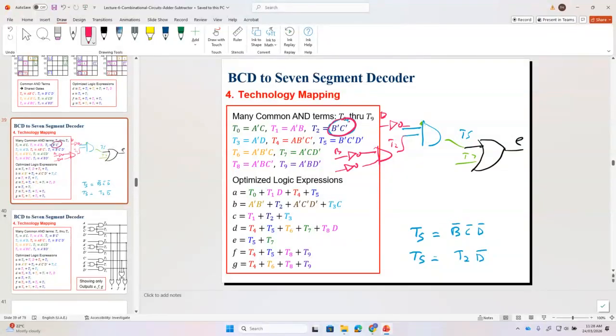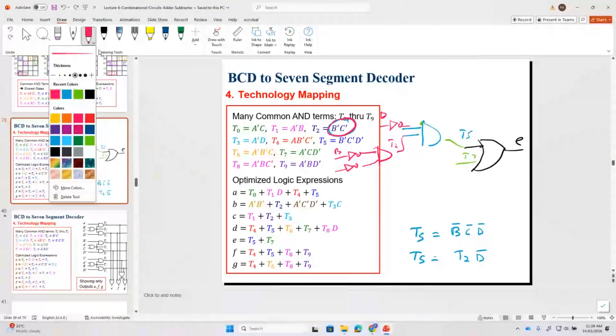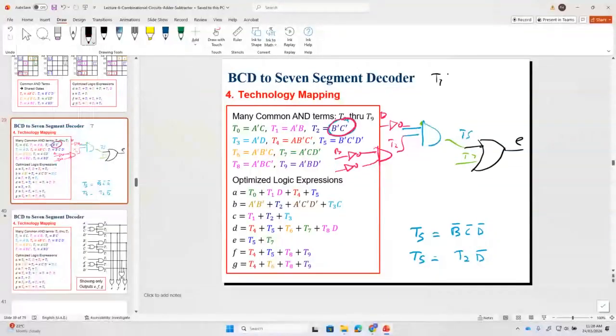And then it is T7. What is T7? A bar C D bar. Is there any other common expression in T7? T0 D bar. What is T7? Can you see here? What is T7 now? Help me. Now I'm using a black color. So T7 is what? Help me. A bar, T0 D bar.